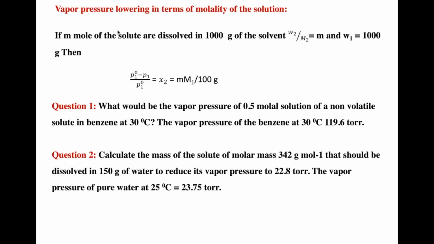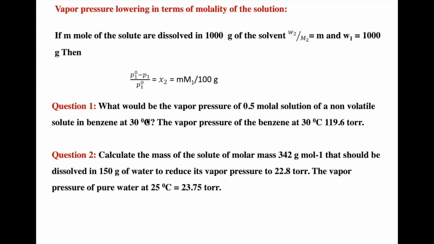Now next is the vapor pressure lowering in terms of molarity of the solution. Okay, so if you are given the molarity of the solution in the question, then how will you solve the problem? For example, if m moles of the solute are dissolved in 1000 gram of the solvent, then W2 upon M2 is equal to m and W1 is equal to 1000 gram. Then you can define the equation (P1 naught minus P1) upon P1 naught is equal to X2, which is the mole fraction, and you can put this value, and then you will get m times M1 upon 1000 gram. You have to use this equation when the molarity of the solution is given in the question.